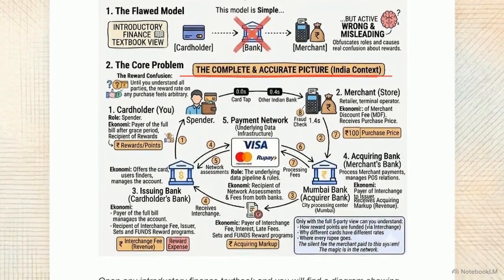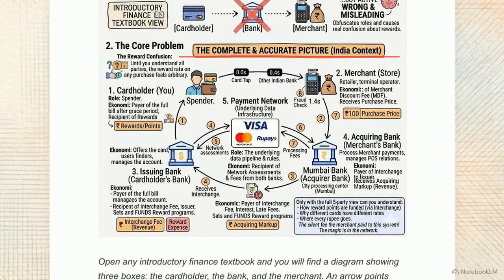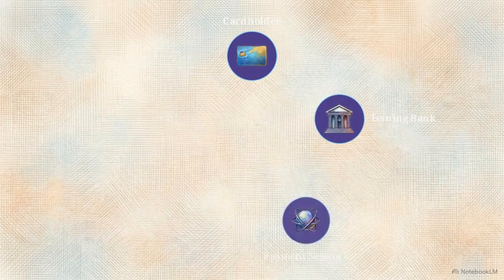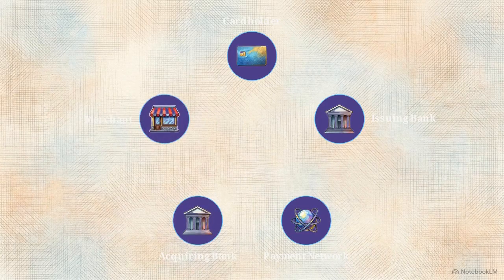The accurate picture of modern digital payments is a continuous five-party loop. A single transaction relies on you, your issuing bank, a payment network like Visa or Mastercard, the merchant's acquiring bank, and finally, the merchant itself. To see exactly how reward points are generated, we need to track one purchase through all 5 of these nodes and watch who gets paid.